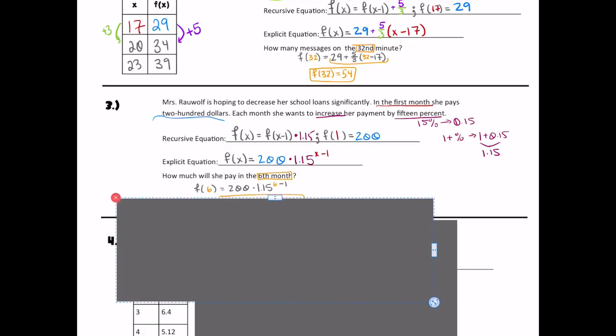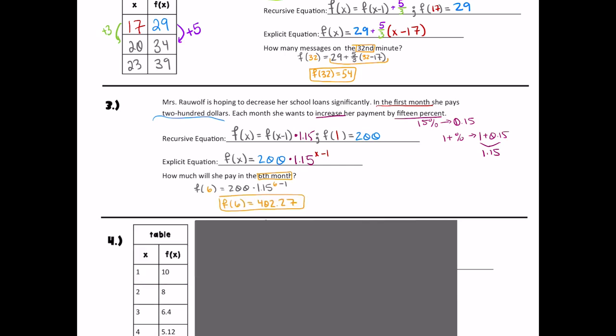When I type that stuff, 200 times 1.15 to the exponent 6 minus 1, tell me what you get. We get 402.27. I know there's a lot more decimals, but this is all I really needed because we're talking about money. You can't have more than 2 decimal places for money.